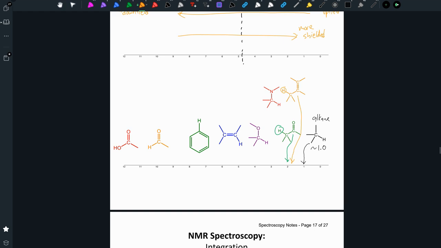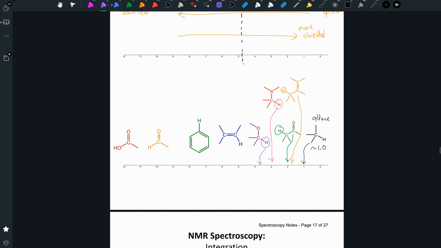As I add electronegative atoms nearby, those are going to tend to de-shield my hydrogen and pull it to the left. So on a carbon next to nitrogen, it's going to end up somewhere around 3. On a carbon next to oxygen, that's going to end up 3.5 to 4. You can imagine halogens like chlorine, bromine, fluorine. Those are also going to end up in that 3 to 4 range.